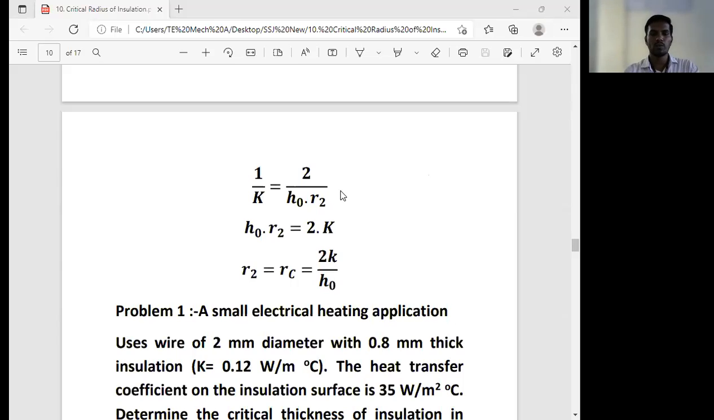Problems on this critical radius of insulation we have to take in tomorrow's lecture. So thank you very much.